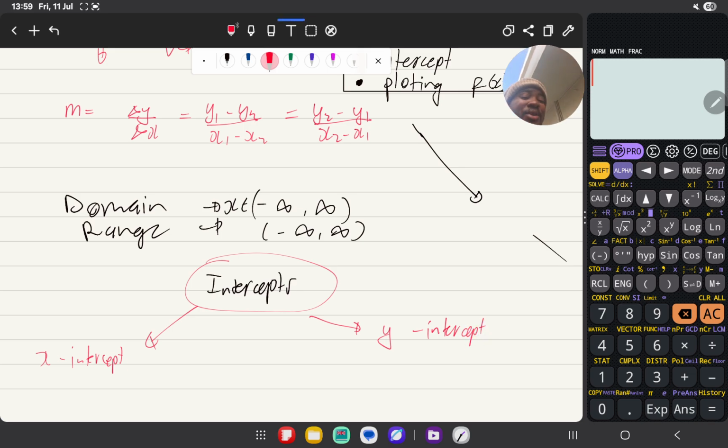You have your x-intercept, you have your y-intercept, and with these two intercepts, for y-intercept, you know that x equals 0. For x-intercept, you know that y equals 0. So in short, what are we doing? When you are asked to find the y-intercept, you go into your function, and where you see x, you substitute 0, right? And when you are asked to find your x-intercept, you go into your function, where you see y, you substitute 0. For x-intercept, y is 0. For y-intercept, x is 0.